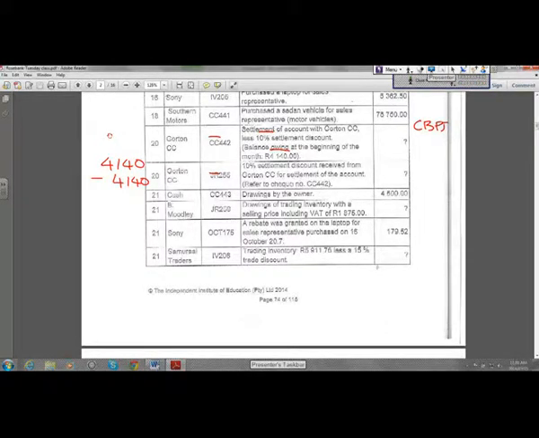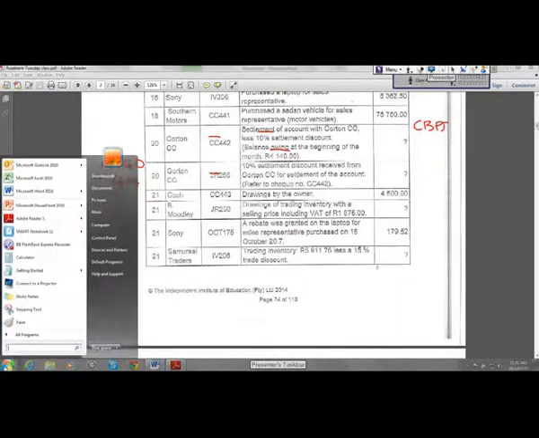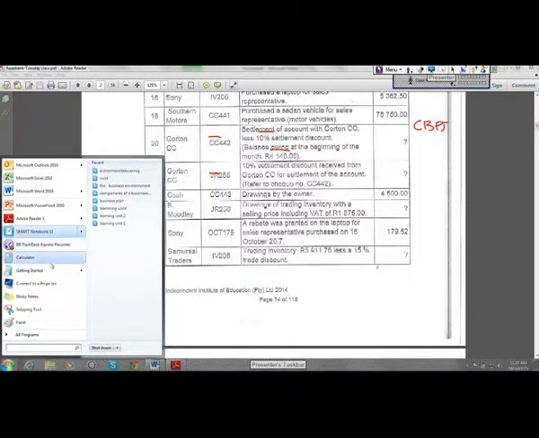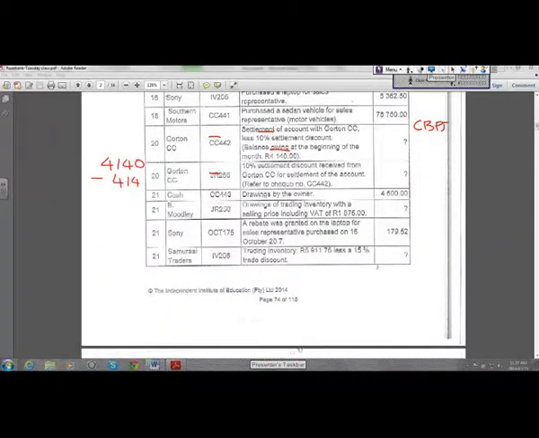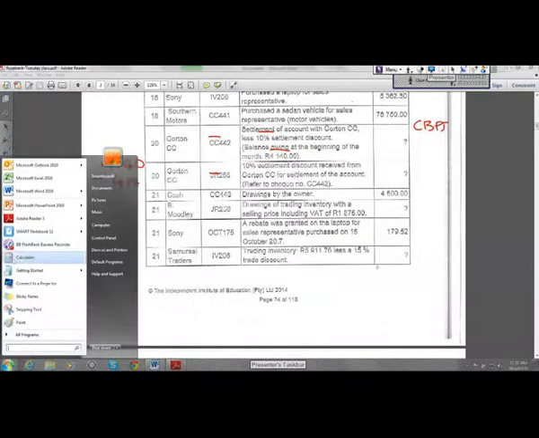414. Thank you very much. So that's going to be 414. All right, so let's get our calculator. All right, so here is our calculator.